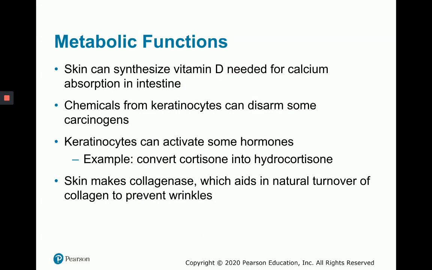So metabolic functions, mainly synthesis of vitamin D. You need vitamin D for calcium absorption in your small intestine. There's different chemicals in keratinocytes that can disarm some carcinogens. That's not going to necessarily be able to stop all cancer-causing agents, which is what a carcinogen is. Instead, keratinocytes are a little bit better at activating some hormones like converting cortisone into hydrocortisone, but they also make collagenase, which aids in natural turnover of collagen to prevent wrinkles.